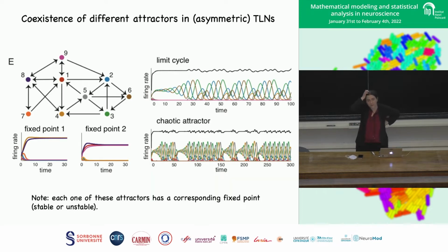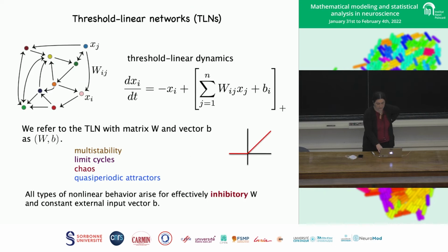So let me give you an example of the kind of rich dynamics that you see in these networks. So here's a network with just 9 nodes. I've shown you the graph of it. This graph is giving me a W matrix, which I'm not yet showing you, but let's just say from this graph I get a W matrix, and then I can evolve the network according to the TLN dynamics. Remember, these are just the dynamics that I showed on the previous slide.